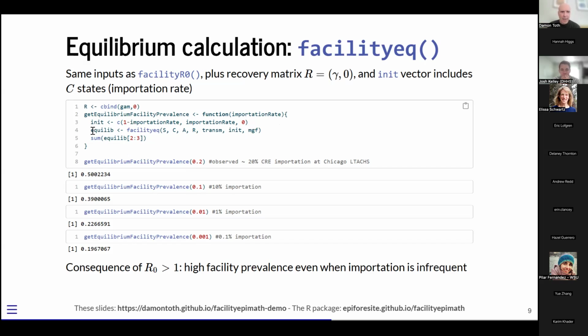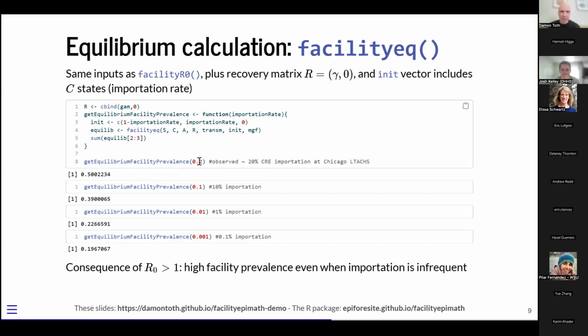And so then you can calculate the equilibrium using this facility EQ function, which is another function in the R package, with those input components. It returns a length 3 vector of the equilibrium of the three states. So the sum of the second and third state will be the facility prevalence at equilibrium. So what fraction of patients who are inpatients are colonized at equilibrium.